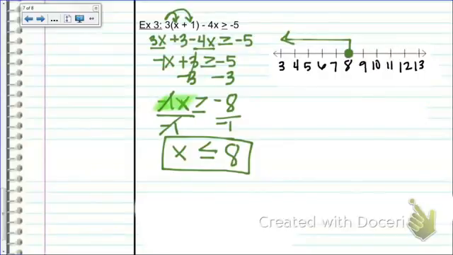Jen said, if the x is on the left side, it will always go in whatever direction the inequality is pointing. So this inequality in this problem is pointing which way, to the left or to the right? To the left. And all my numbers are going to the left.